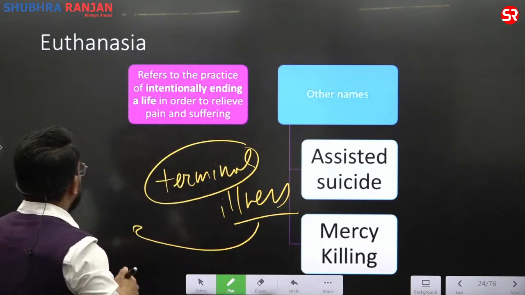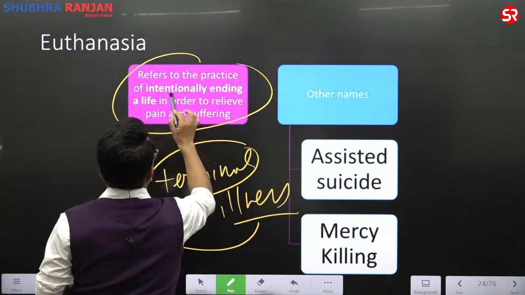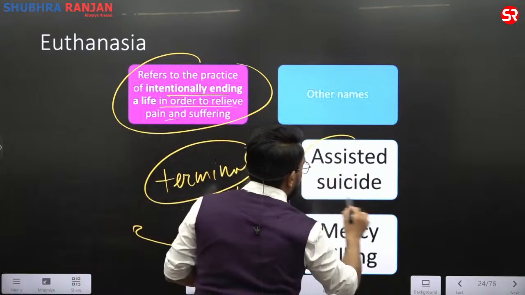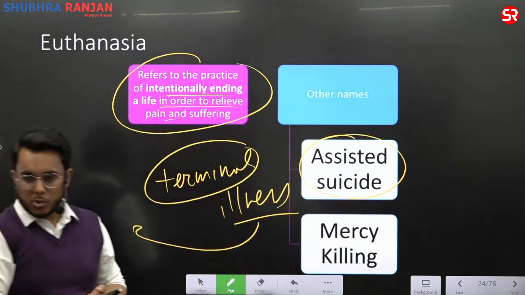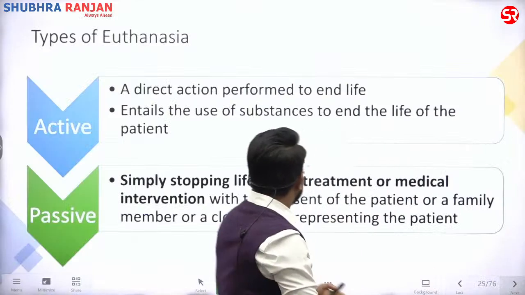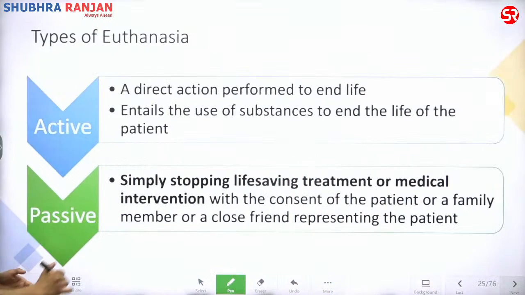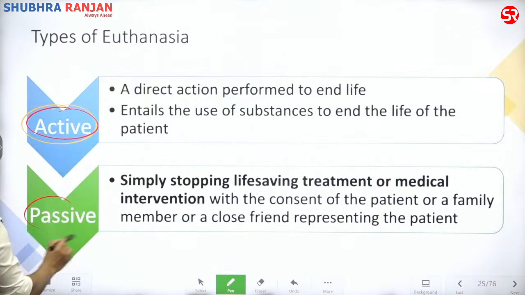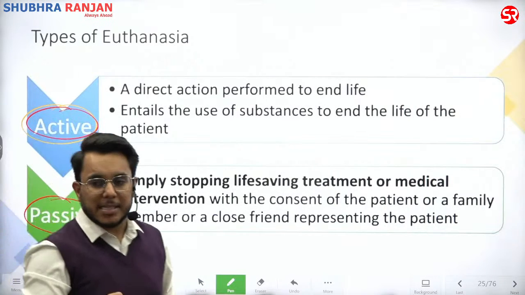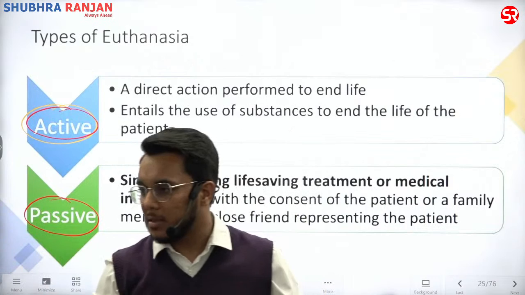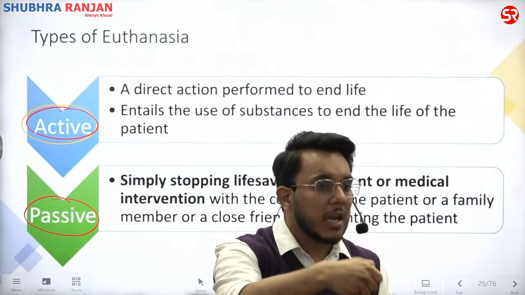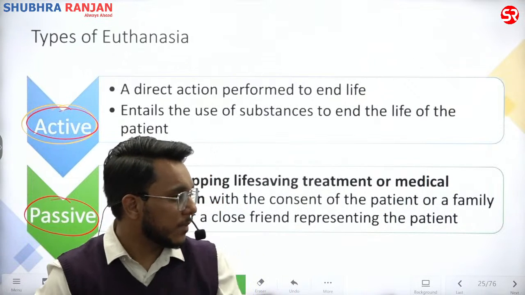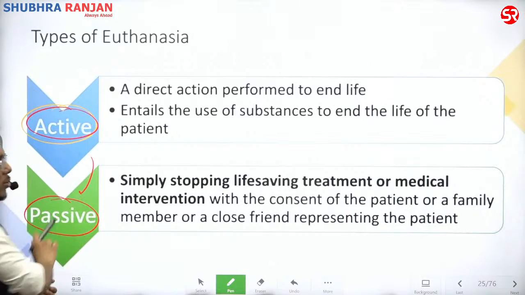Now, jab hum log padhte hain, euthanasia simply refers to the practice of ending the life of a person to relieve pain and suffering. It's also called assisted suicide. Now, there can be two types of euthanasias. One is active euthanasia and the other is passive euthanasia. Active euthanasia is to give a lethal substance to a person. For example, giving an injection, a poison kind of a thing to a person so that the person dies. That is active euthanasia. Then the second type is passive euthanasia.